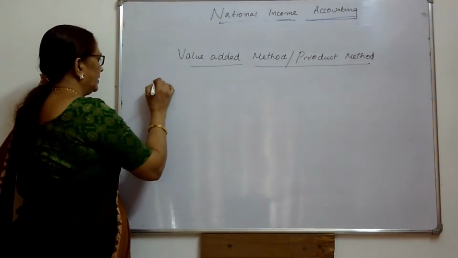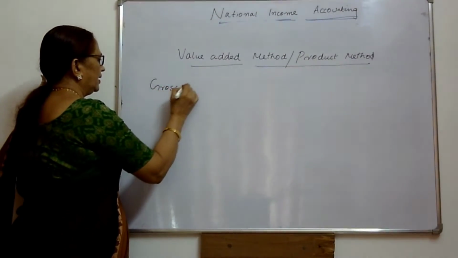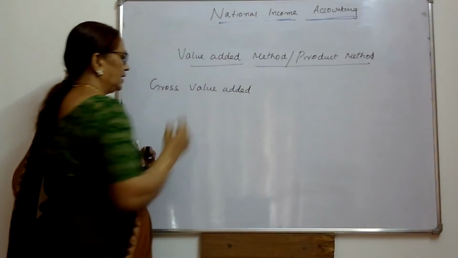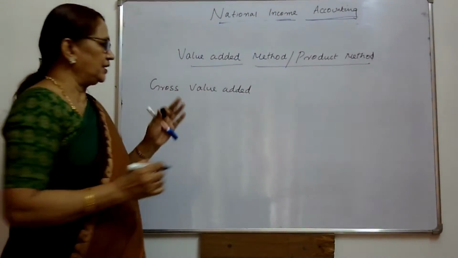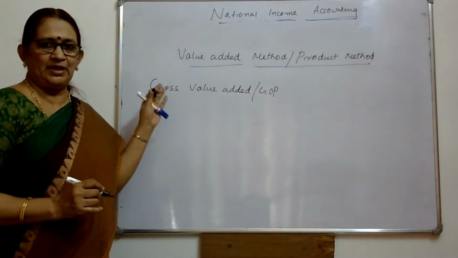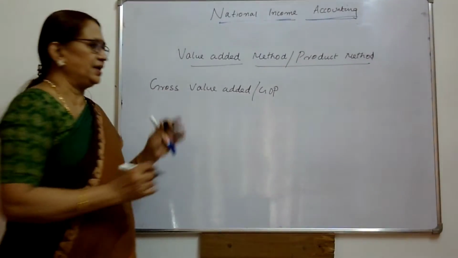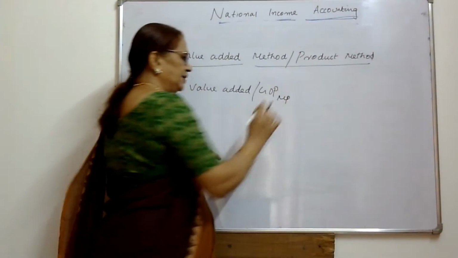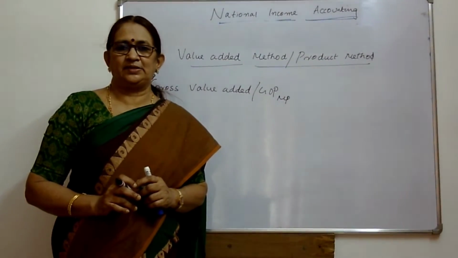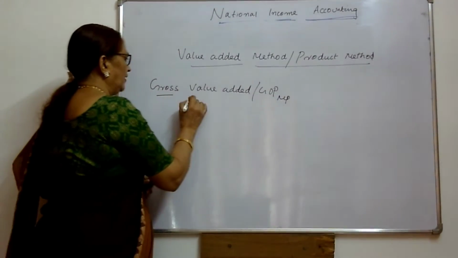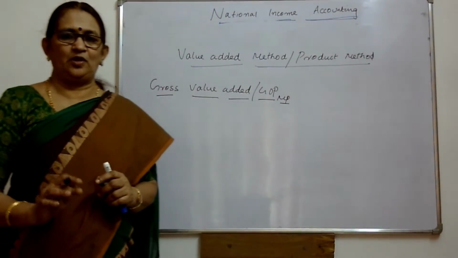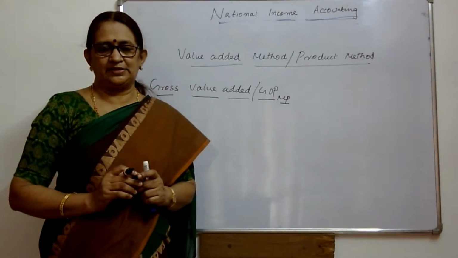Here, gross value added. Gross value added is otherwise called GDP, gross domestic product. Gross value added means GDP at market price. If simply GDP, NDP, NNP is given, it is to be taken as market price. So gross value added is otherwise called GDP at market price, gross domestic product at market price.